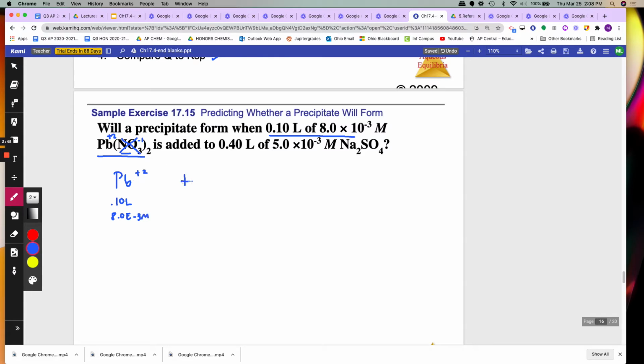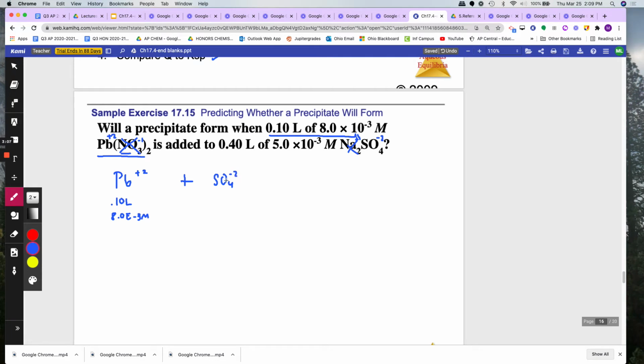And you're adding it to some Na2SO4. Okay. So this is going to be the spectator ion, the +1 of the sodium, and you're going to have some -2s in there, so I'm just going to add the SO4 -2. And so this is 0.40 liters, and this is 5.0 E -3. Okay? So when you put these together, you're going to make PbSO4.